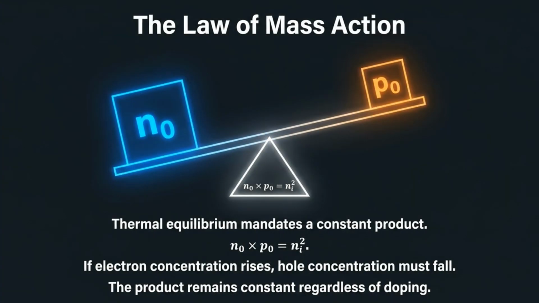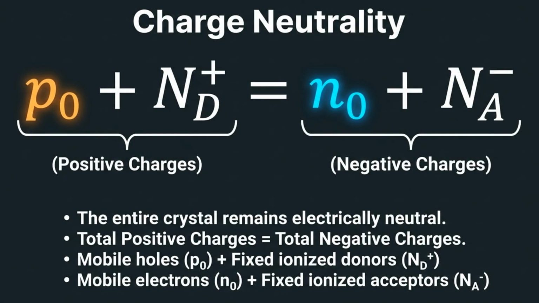The law of mass action states that in thermal equilibrium, the product of electron and hole concentrations is constant. $n_0 \times p_0 = n_i^2$, regardless of doping. Charge neutrality means the total positive charges equal the total negative charges. This balance includes mobile carriers and fixed ionized dopants.